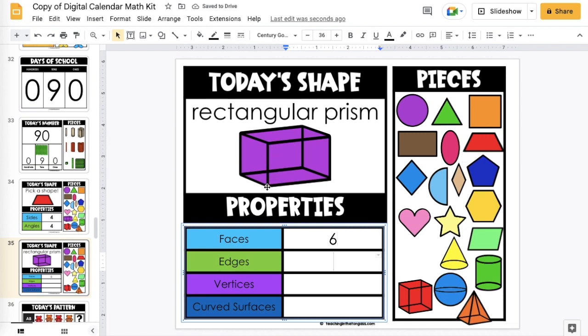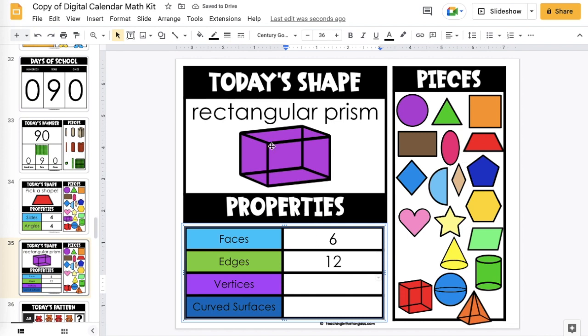1, 2, 3, 4, 5, 6, 7, 8, 9, 10, 11, and 12 edges. So let's go ahead and put 12 for the edges here.